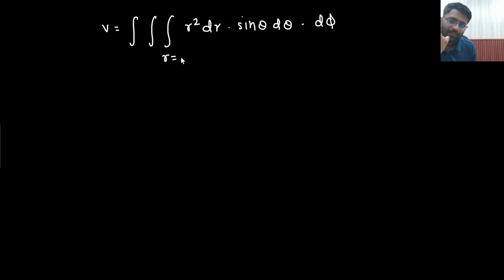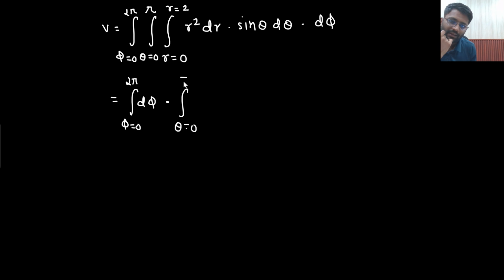So r is going from 0 to 2. Then theta is going from 0 to pi. And phi is going from 0 to 2 pi. So directly you can see that phi is going from 0 to 2 pi. This could be solved in this manner. Phi is going from 0 to 2 pi. Constant limits are there.